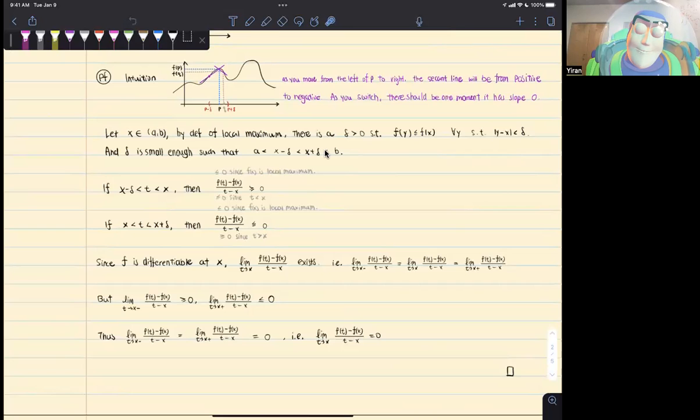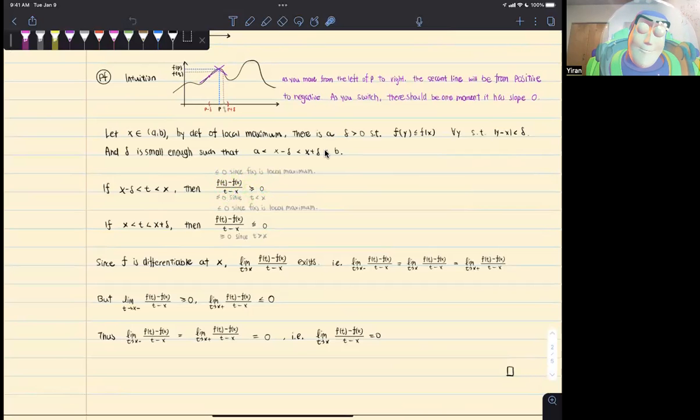Then by definition, let's observe this numerator first. Because f(x) is the local maxima, and t is in the delta neighborhood of x, this must be less than or equal to 0. And because t is on the left of x, this must be less than 0. Therefore, this is larger or equal to 0.